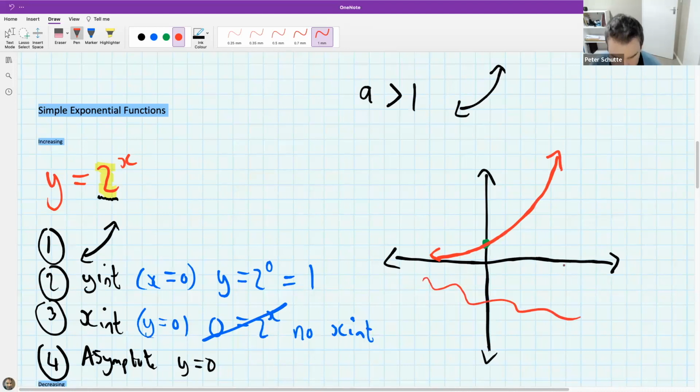It never gets there. And so we label this as 1, and we can label this graph y equals 2 to the x. What you notice is this is increasing. Notice how the graph is like it's taking off. It's an increasing exponential function.